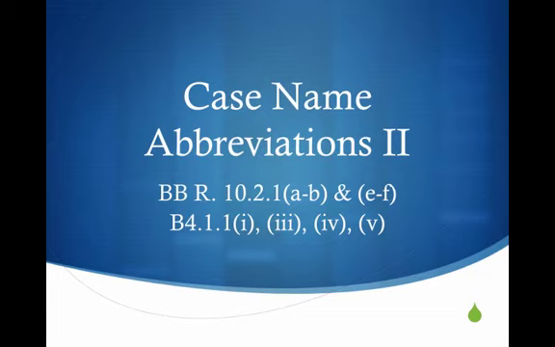In Episode 3, we explored some of Bluebook's rules for forming and abbreviating case names. We looked at Rule 10.2.1 C, D, and H. Today we're going to expand on Rule 10.2.1 by looking at subsections A, B, E, and F. You may find that looking at Blue Page's Rule B4.1.1, subsections 1, 3, 4, and 5 may help you understand some of the nuances and important highlights from A, B, E, and F.